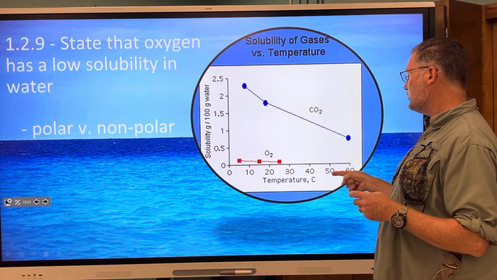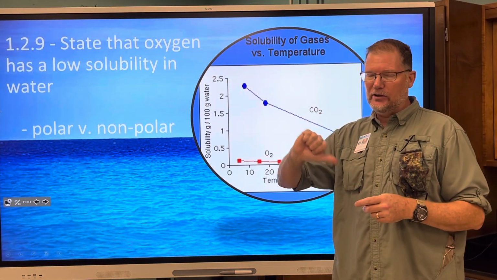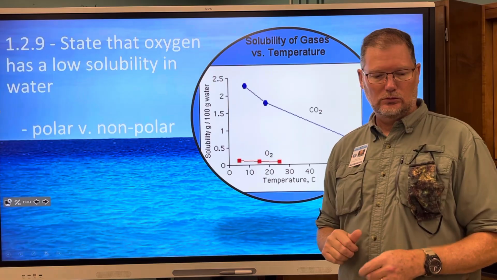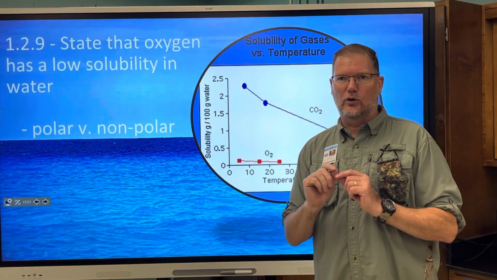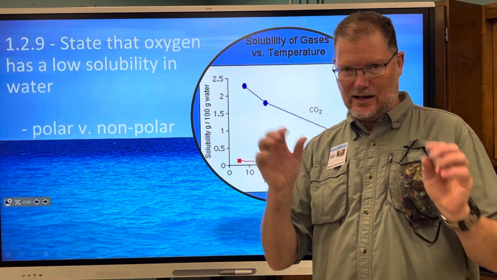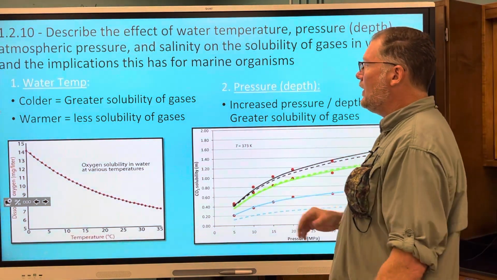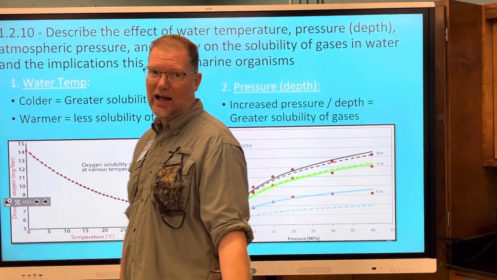And of course, as you increase the temperature, solubility of gases goes down. Opposite of solubility of solids. Solubility of solids goes up when you increase temperature, the whole candy thing, remember? All right, and that's what this is talking about, solubility of gases.